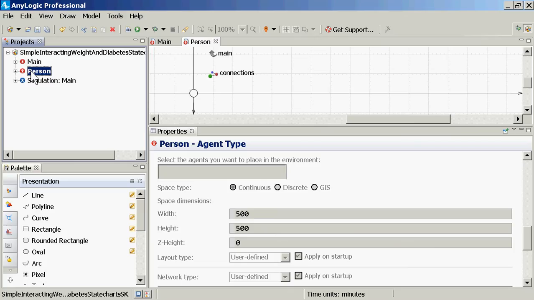The steps are, number 1, add a new model. Number 2, add a person class. Number 3, add a presentation to that class. Number 4, add a population to main by dragging that person class into main. Number 5, indicate for that population that it's a population of agents rather than a single agent.